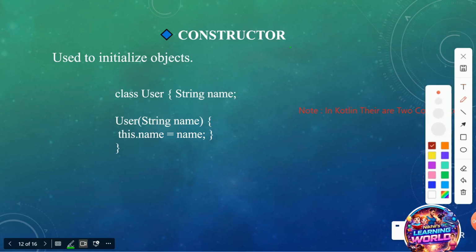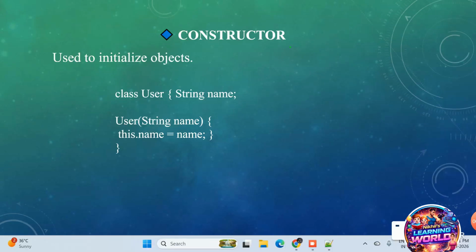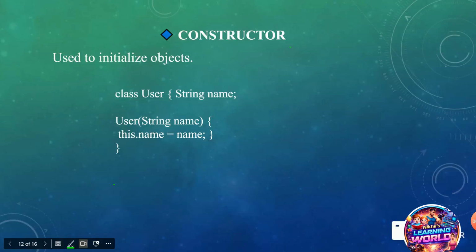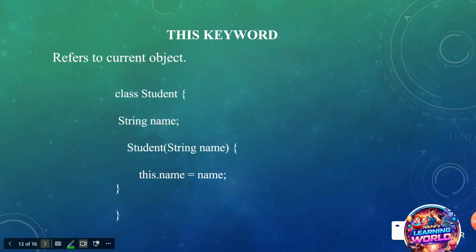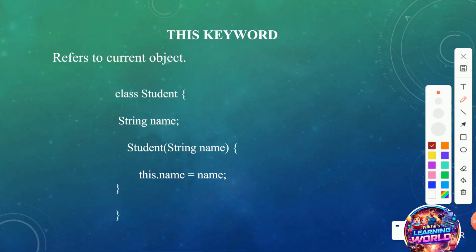The next key point is that there can be only one primary constructor, and it can include an init block for additional initialization. Next is the secondary constructor. It's an optional additional constructor for different ways to create an object, and it's defined inside the class body with the constructor keyword. In Kotlin we can create a primary and a secondary constructor.